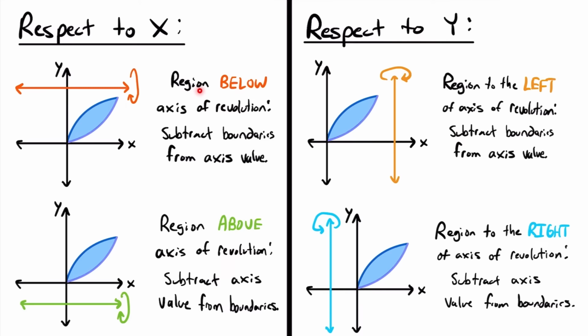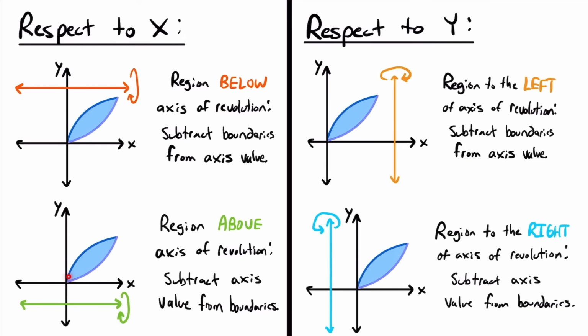If the region that we're revolving around that line, this region right here, is below the axis of revolution, then we need to subtract the boundaries of our region, meaning whichever one is the outer radius and whichever one is the inner radius, from the axis value. Right, so if this line right here was y equals 5, that's the line that we are revolving around, we would adjust our outer and inner radius by subtracting each of the functions that make up the boundaries of that region from that value of 5.